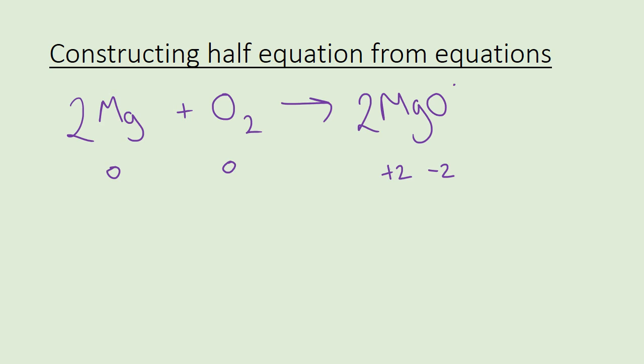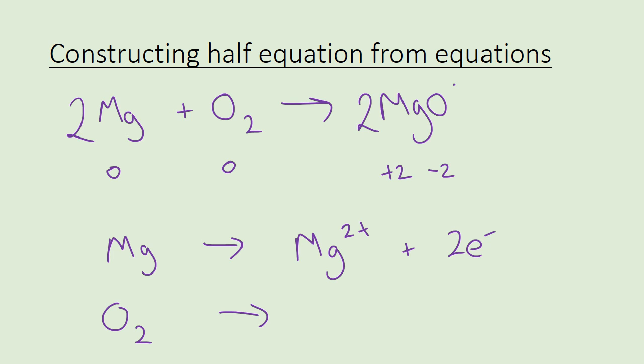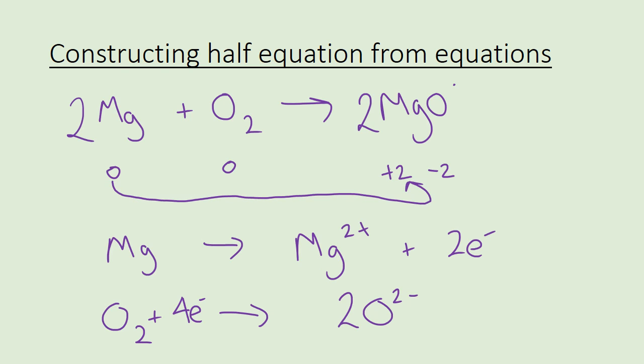So what I can do now is do half equations. I'm going to show magnesium becoming magnesium 2+, and it's doing so by losing 2 electrons. We did this in an earlier task, and we can show O2 becoming O2-. Balance this out, and it's gaining 4 electrons. So we can see in this chemical reaction that magnesium is being oxidized from 0 to +2, and oxygen is being reduced from 0 to -2.